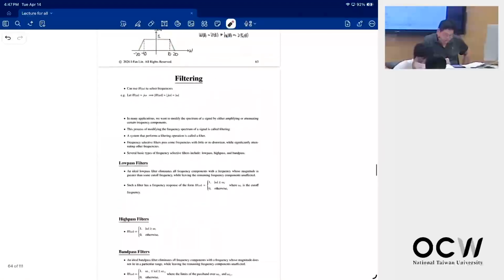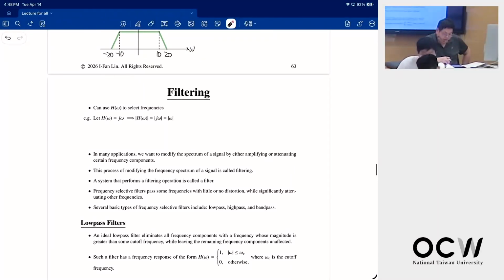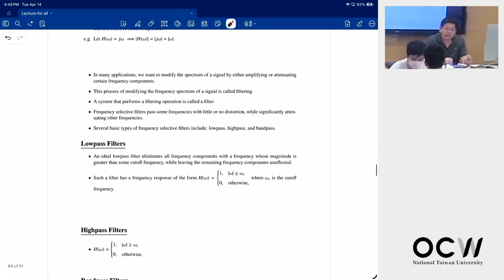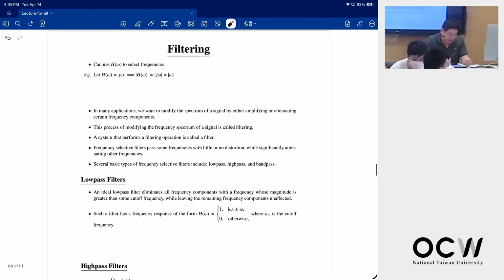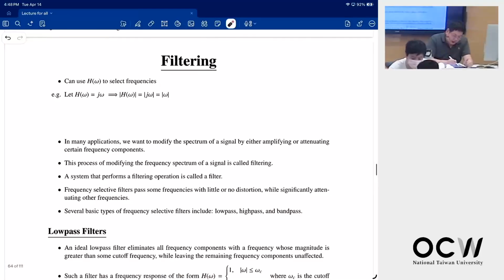Here we are going to talk about filtering. We only focus on those three filters: low pass filter, high pass filter, and band pass filter. We have more filters, but when you learn digital signal processing or advanced processing, you will learn other filters. Here we just have a really basic introduction of those three filters. What are filters? You can see that we can use the frequency response to select frequencies.